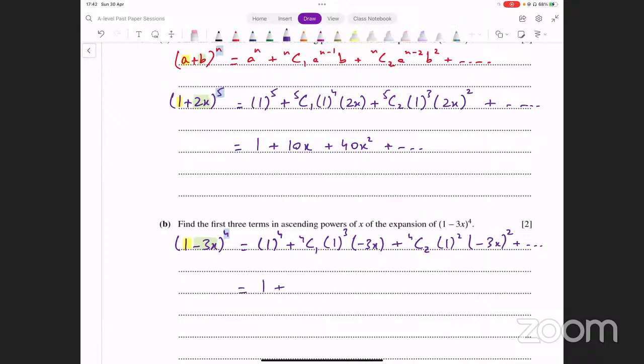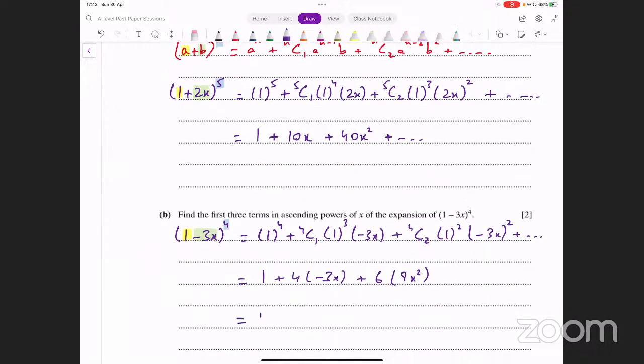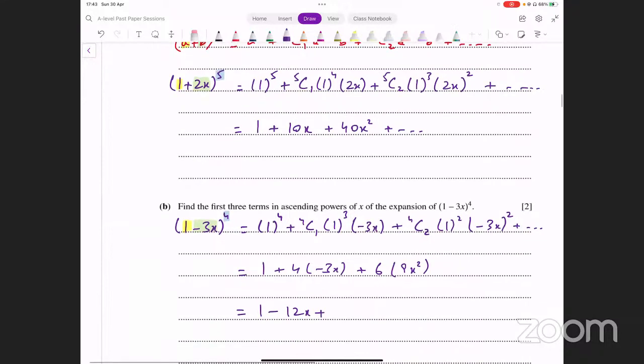You have 1 plus 4 into minus 3x. इसको एक step और दिखा देते हैं यहाँ पे. 4 into minus 3x, right? 4C2 is 6 into (minus 3x) whole square. That's 9x square. Now you just simplify this and see what that gives you. 1 minus 12x plus 9 into 6, that turns out to be 54x squared. Okay, this is the expansion that you were looking for here.